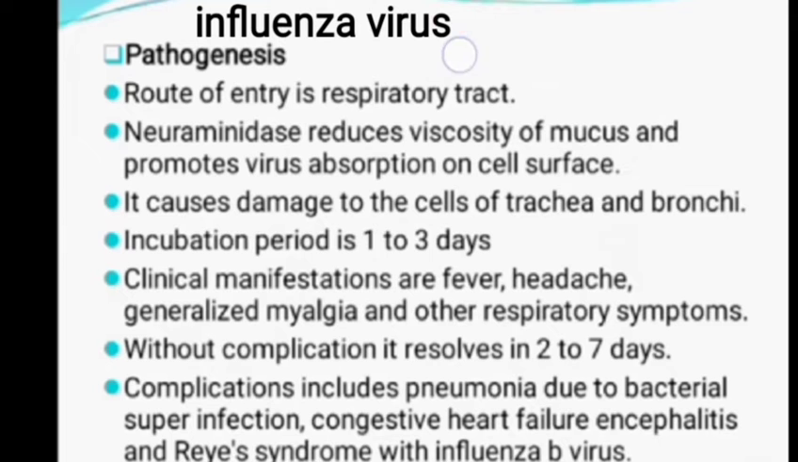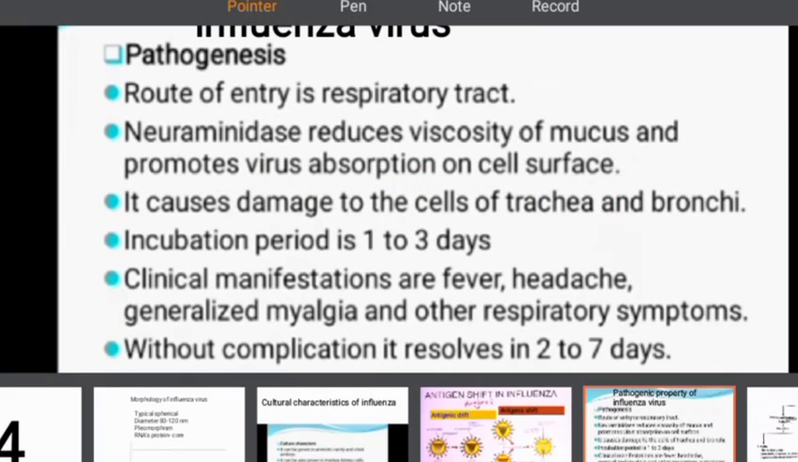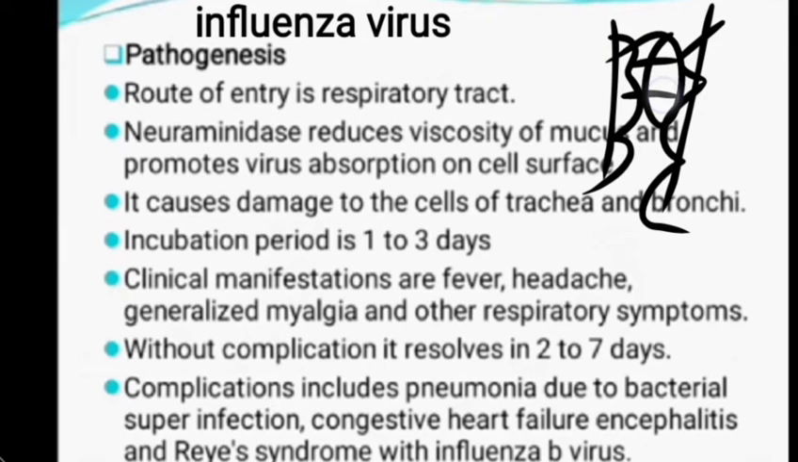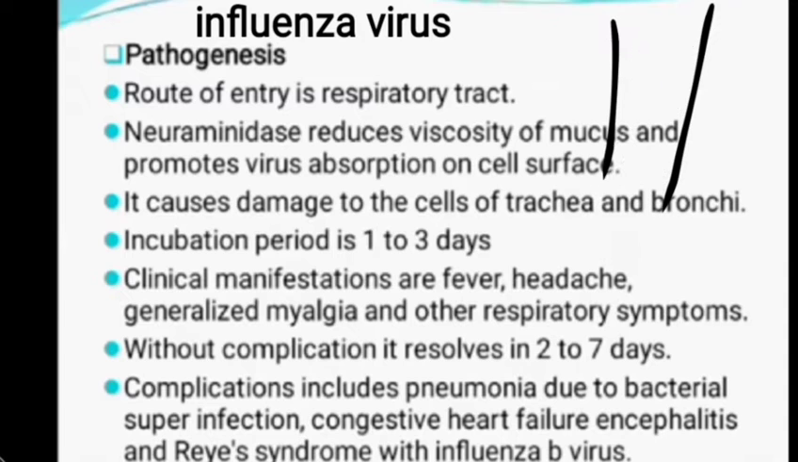Now the antigenic we discussed, then pathogenicity. So the influenza virus mainly enters the body by the respiratory route. The function of neuraminidase, which we see in the morphology as a spike structure, helps in the reduction of the viscosity of the mucus and promotes virus absorption on the cell surface. You can understand if this is the passage, here the mucous membrane is lined, and if the influenza virus comes, the spike-like structure, that is neuraminidase, acts on the epithelial surface and promotes the entering of the virus into the blood. So this is all about the function of neuraminidase.